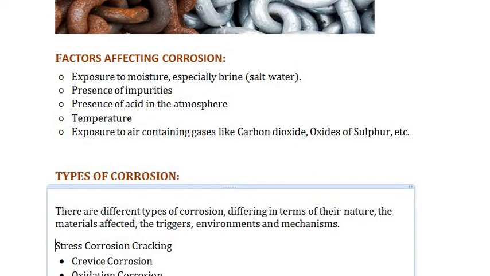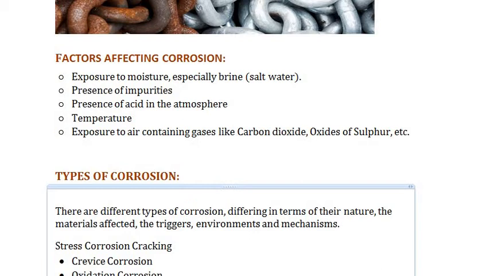Next we have crevice corrosion. This one too, as the name implies, occurs when there's a difference in ionic concentration between any two local areas of a metal. And this is a localized form of corrosion where one area is affected and another is not, and the affected area is in a confined space, which is also known as a crevice.